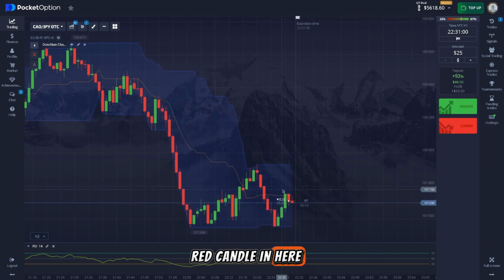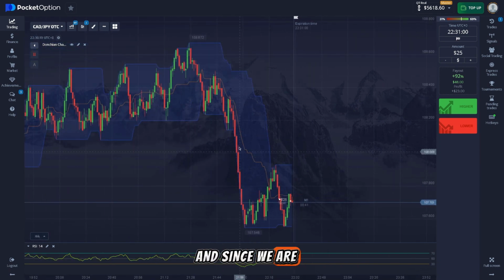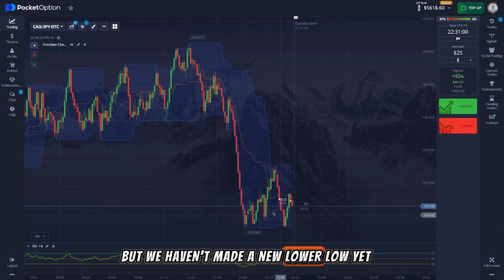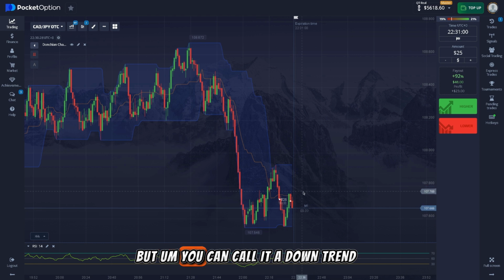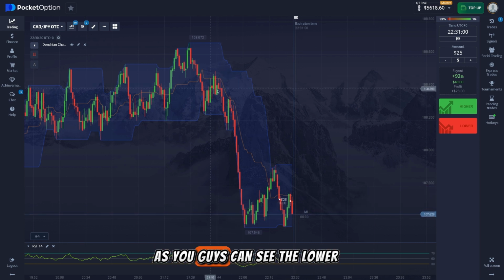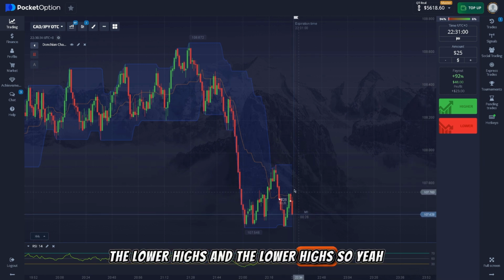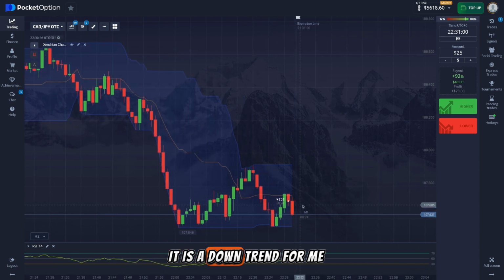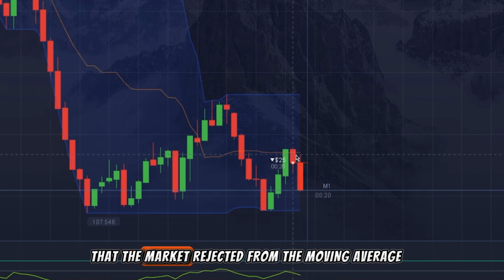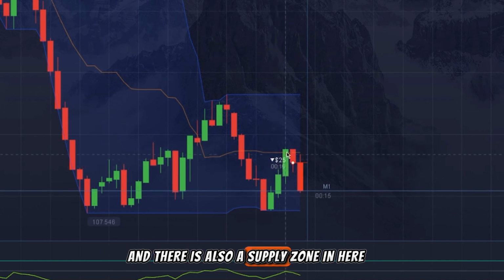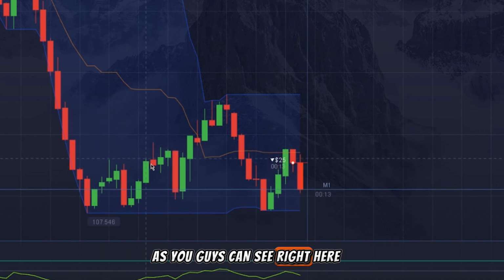And since we are in a downtrend, you can call it a downtrend, but we haven't made a new lower low yet. As you guys can see, the lower highs, the lower highs, and the lower highs. So yeah, it is a downtrend for me, and we saw that the market rejected from the moving average, and there is also a supply zone in here, as you guys can see right here.